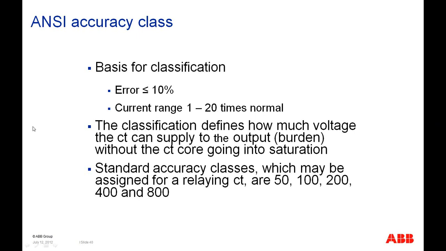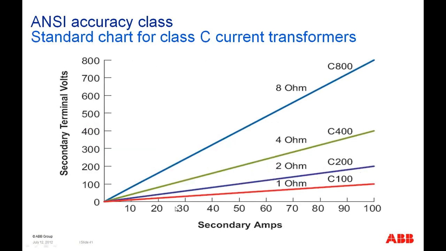The classification defines how much voltage the CT can supply to the output without the CT core going into saturation. And the standard ratings are 50, 100, 200, 400, and 800 for the classifications. So if you look at these on a curve, you'll see here that for the standard ANSI classifications, we have a C100 class, a C200 class, C400 class, and C800 class. And all these values, C100, 200, 400, and 800, are actually the CT secondary volts that you get on the secondary when you put 20 times rated current flowing through the CT, which means if I have a 5 amp nominal secondary CT, 20 times that would be 100 amps.